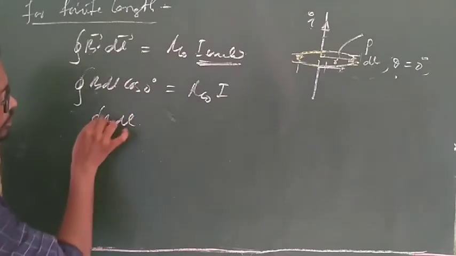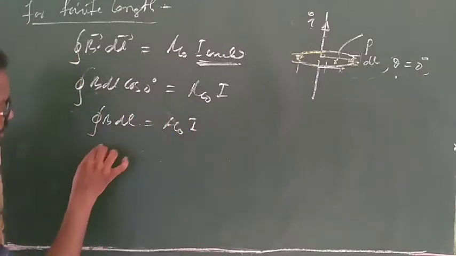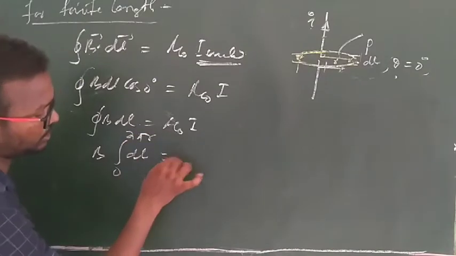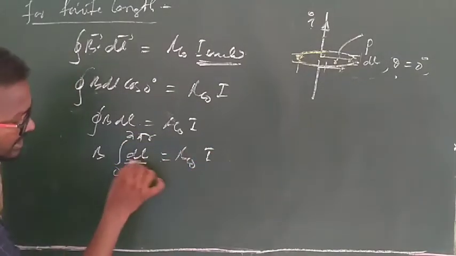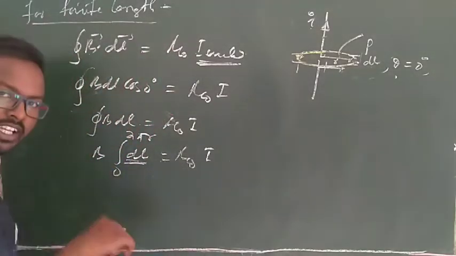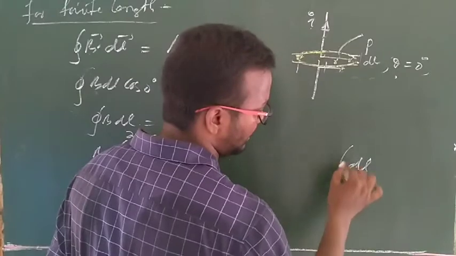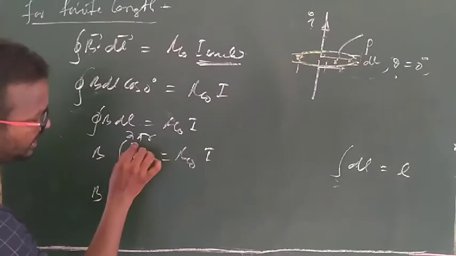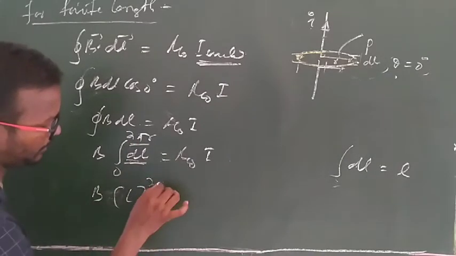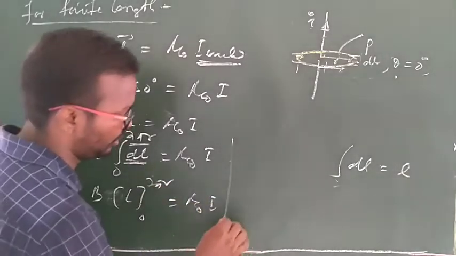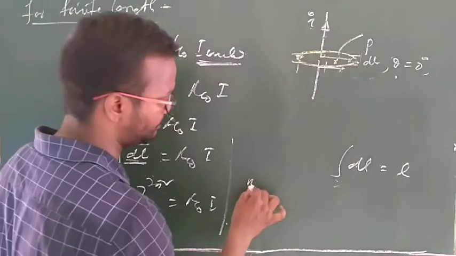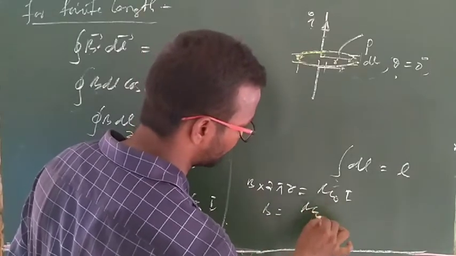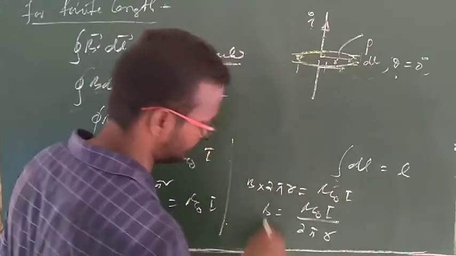So we can write the closed integral of B dl equal to mu naught I, which is equal to B, a constant quantity, times the integral of dl. The integral of dl over the total circumference, from 0 to 2 pi r, is equal to L. So B into 2 pi r equals mu naught I, and B equals mu naught I by 2 pi r.